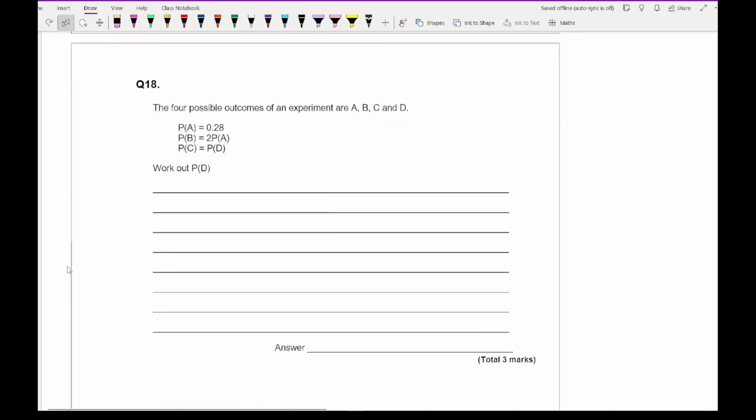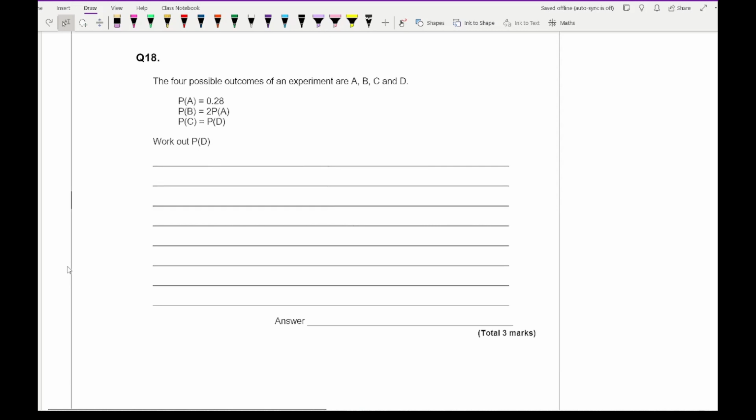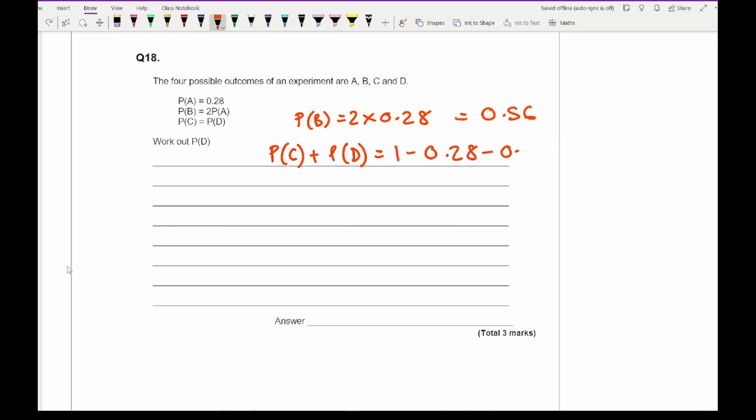Moving on to question 18, it says that the 4 possible outcomes of an experiment are A, B, C, and D. And we know that the probability of A is 0.28. The probability of B is 2 times the size of A. C and D are equal. So for this, let's work out first of all the probability of B, which is 2 times 0.28, which leaves me with 0.56. So the probability of C plus the probability of D must equal 1 minus 0.28 minus 0.56.